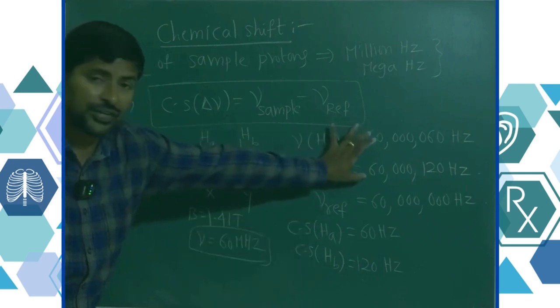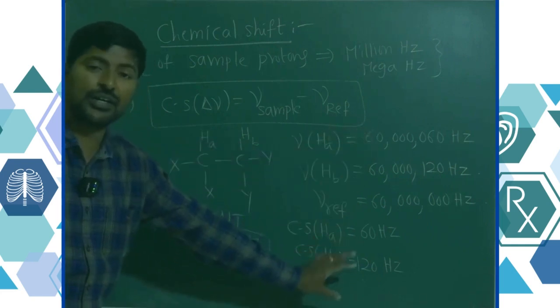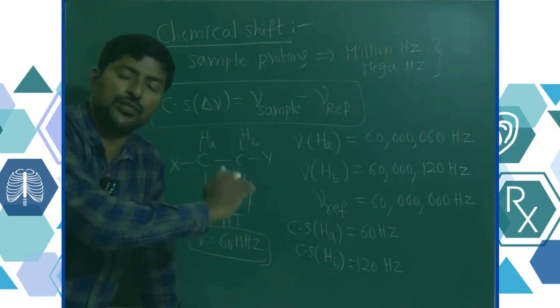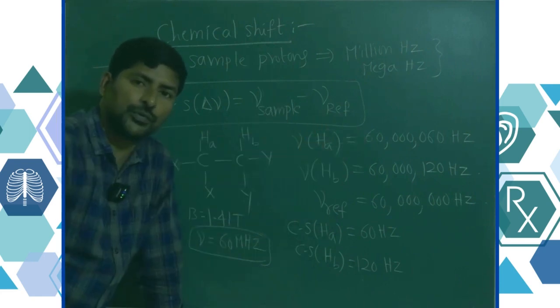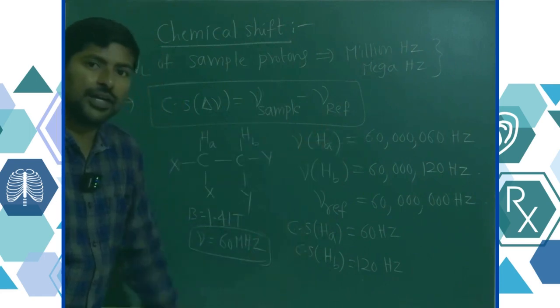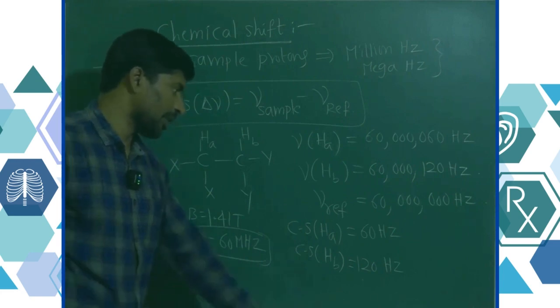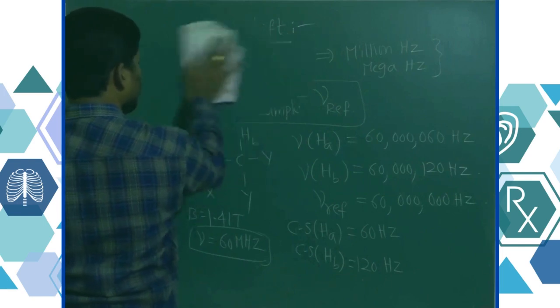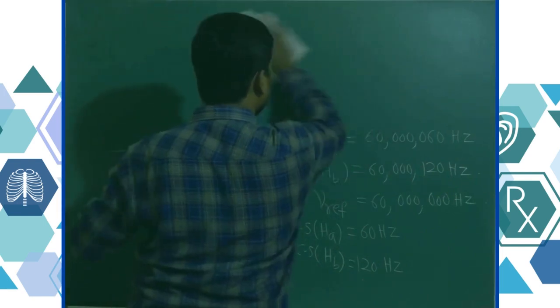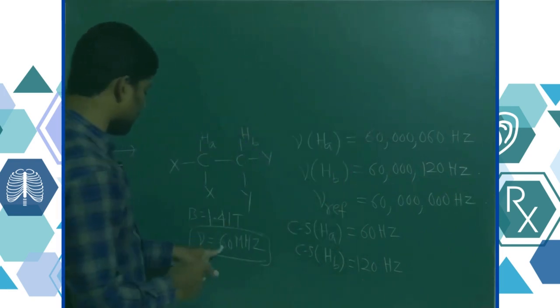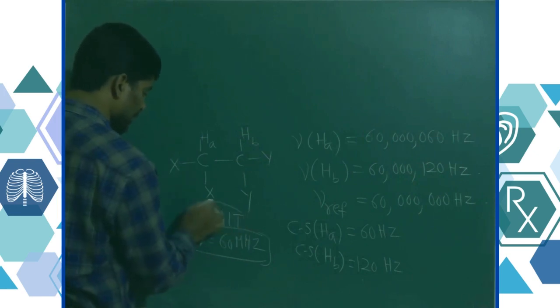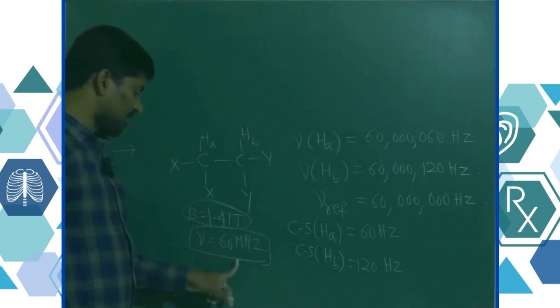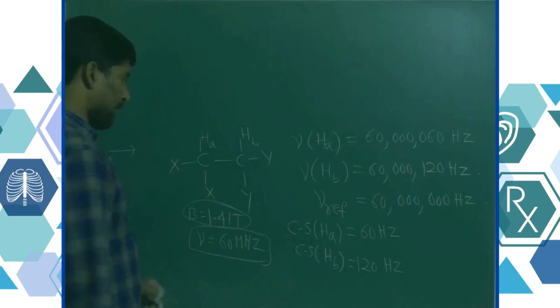These are absolute resonance frequencies. But here we are not giving absolute frequencies, we are giving frequencies compared to the reference proton. That is called chemical shift. Okay, this is the concept of chemical shift. But the drawback with chemical shift is that it depends on instrument frequency and applied magnetic field. Chemical shift depends on what? Instrument frequency and applied magnetic field.